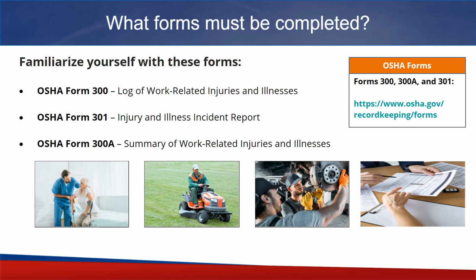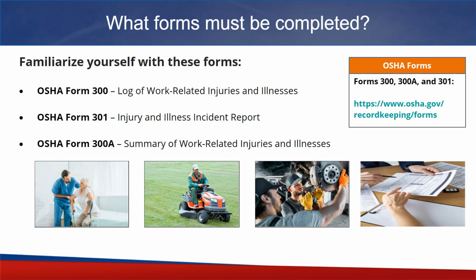What forms must be completed? There are 3 forms you, the employer, must complete. OSHA Forms 300 and 301 are maintained on an ongoing basis. Recordable injuries and illnesses must be entered on these forms as they occur throughout the year. The OSHA Form 300A is completed after the end of the year, summarizing the number of recordable cases that occurred.